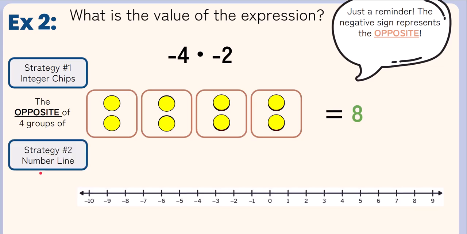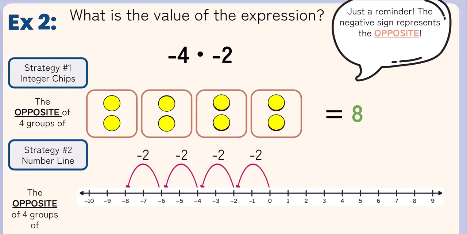The next strategy is the number line. Again, we would start at 0. This is 4 groups of -2. This looks just like example 1: 2 groups of -2, 3 groups of -2, and 4 groups of -2, and the end point would be -8. But it's the opposite of that, so our answer should be +8. You can see that the number line answer should also equal what it looks like with the integer chips. Take a moment and copy this slide.